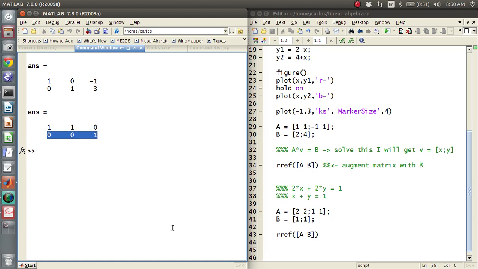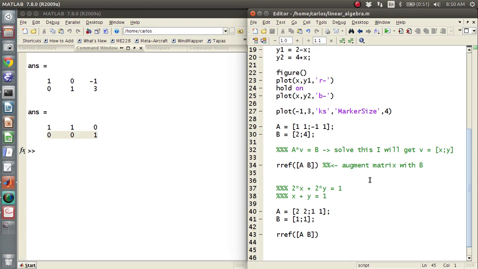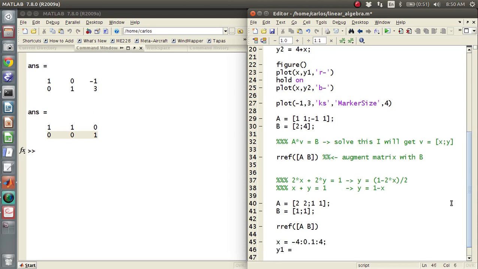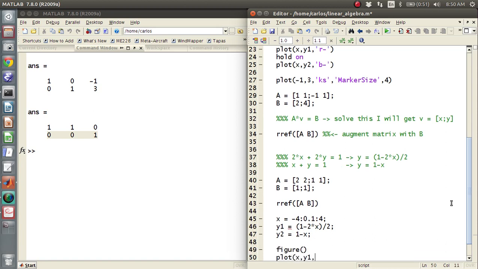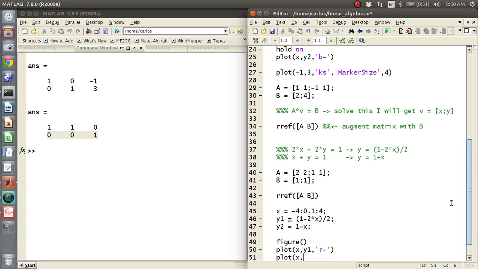Now, in order to visualize what's happening, we can translate these two equations into the form we had before. So this is y equals 1 minus 2 times x divided by 2. And then this equation here is y equals 1 minus x. So if we say again x equals, and I'm going to vary it from -4 to 4, and y1 is 1 minus 2 times x over 2, y2 is 1 minus x, and then I do another figure, and I plot x comma y1 in red, and plot x comma y2 in blue, and I run that, and I forgot to do the hold on again.